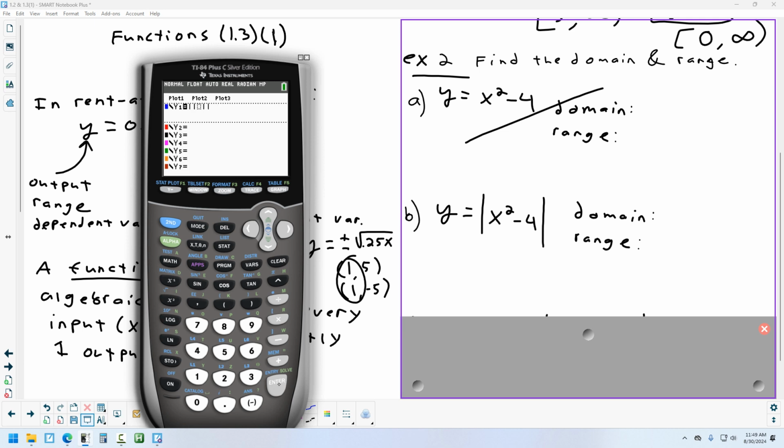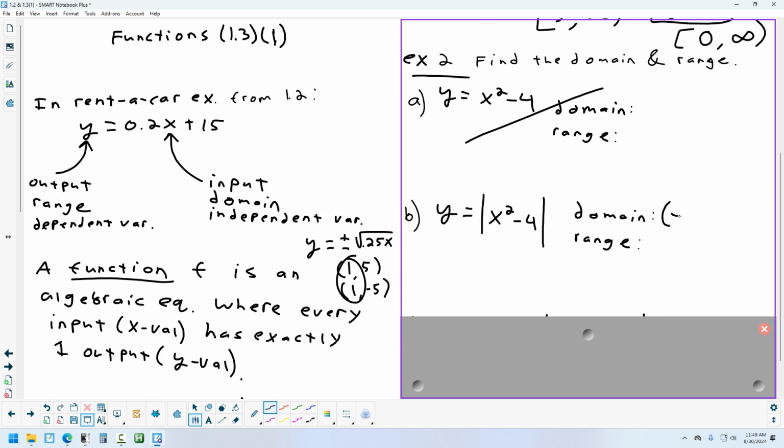Now I have double absolute value. Okay, and we're just going to type in x squared minus 4. Now before I hit graph, does the absolute value of x squared minus 4 have a square root in it? No. Does it have a fraction that has a letter in the bottom? No. So then what do you think the domain is going to be? What kind of numbers am I allowed to raise to the second power and then subtract 4 from? Yep, all real numbers.